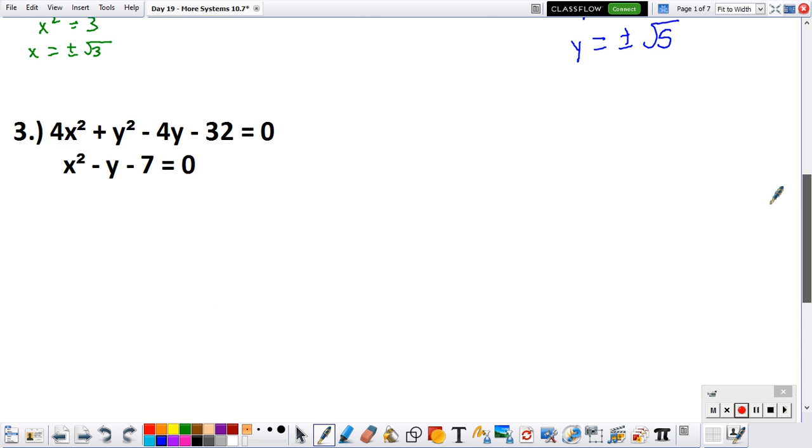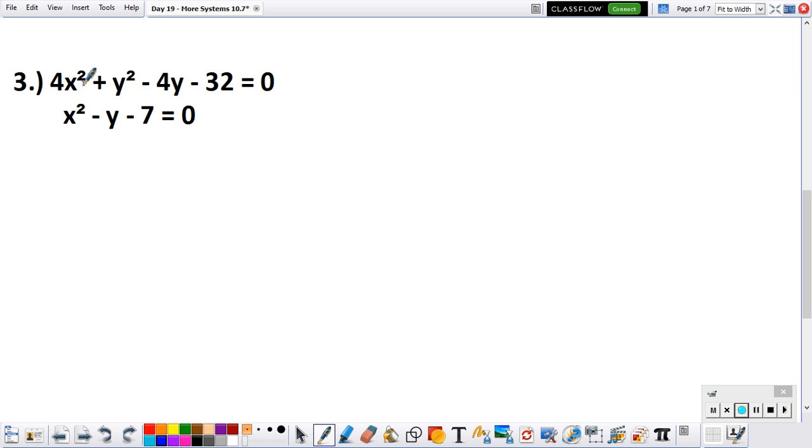So here's number 3, and I look at it and I see I have an ellipse because of positive but different coefficients, and I have a parabola because I've only got one squared term. So my decision is going to be to eliminate the x squared terms by multiplying the second equation by negative 4.